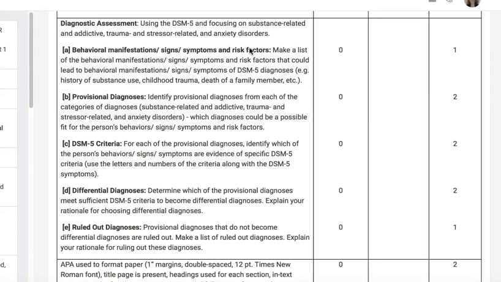The whole process of the diagnosis begins with looking for that person's behavioral manifestations, their signs, symptoms, potential risk factors. Like, what are they doing? What is the outward expression of what might be a mental health condition? Or maybe there are risk factors, so you're also going to talk about that. They might not have particular symptoms, but they might have risk factors. So that will be addressed in this section.